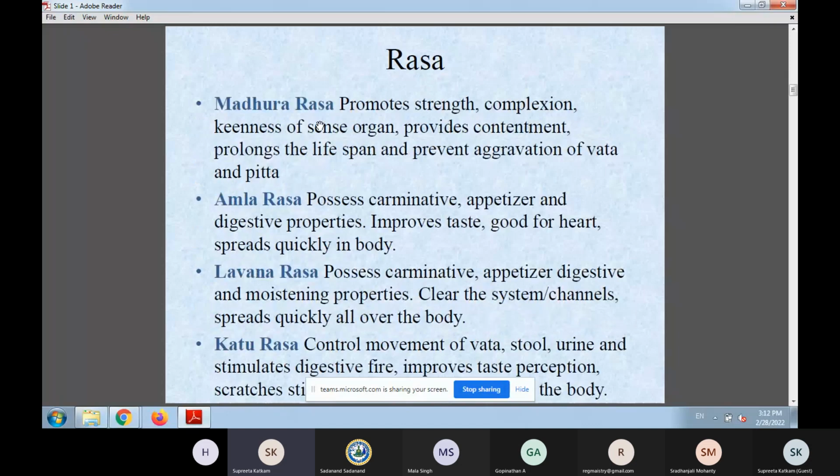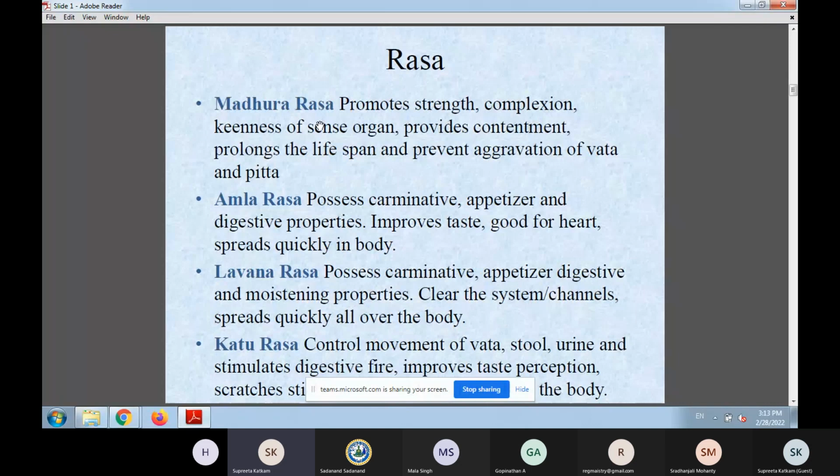Let's see one by one. Madhura rasa. Madhura rasa is very nourishing in nature. And in the previous session, we have learned that Madhura, Amla, Lavana rasa: Madhura is sweet, Amla is sour, Lavana is salt. They are going to pacify Vata.